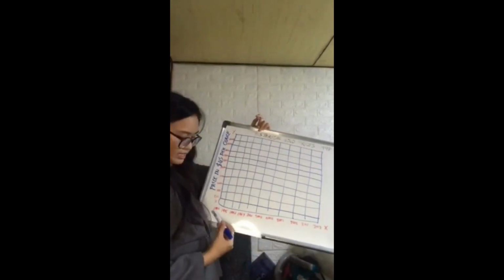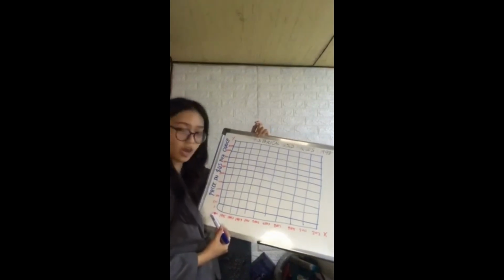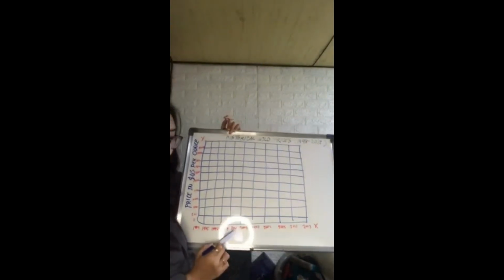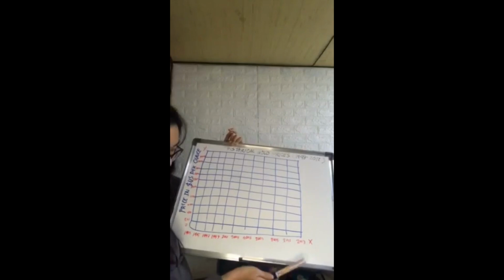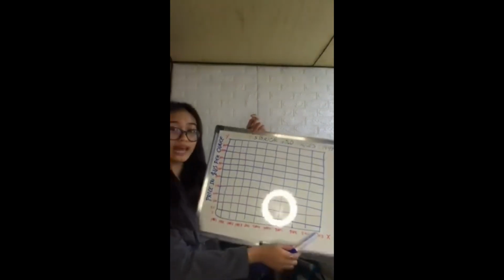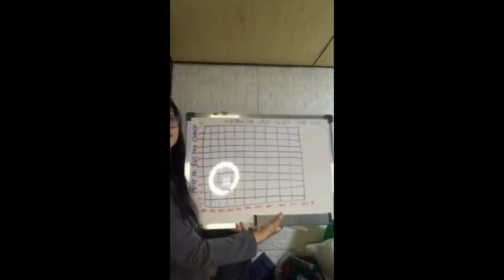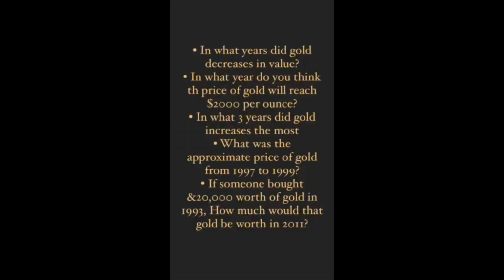is the year 1993, 1995, 1997, 1999, 2001, 2003, 2005, 2007, 2009, 2011, and lastly 2013. So here are the following questions about the bar line graph.